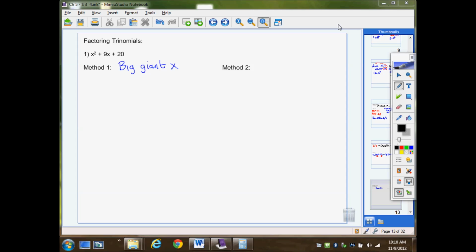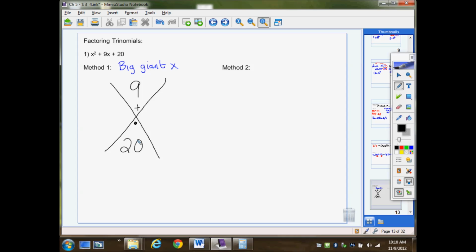First thing you do is you make a big giant X. And then you put a plus and a multiplication. And then I take my middle term and that goes with my plus. And I take my last term and that goes with my multiplication.